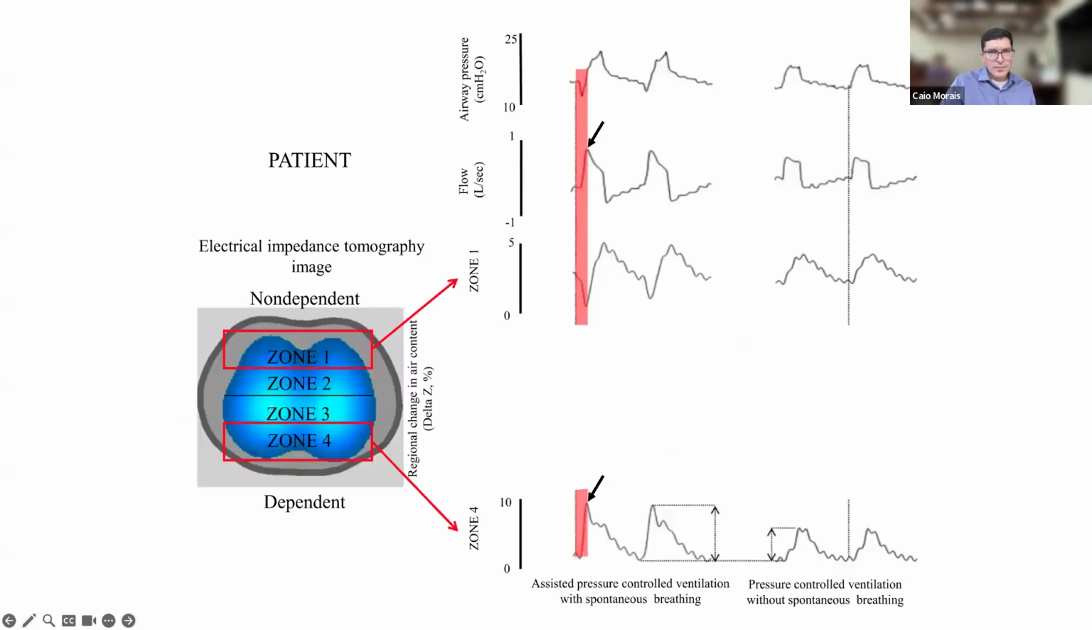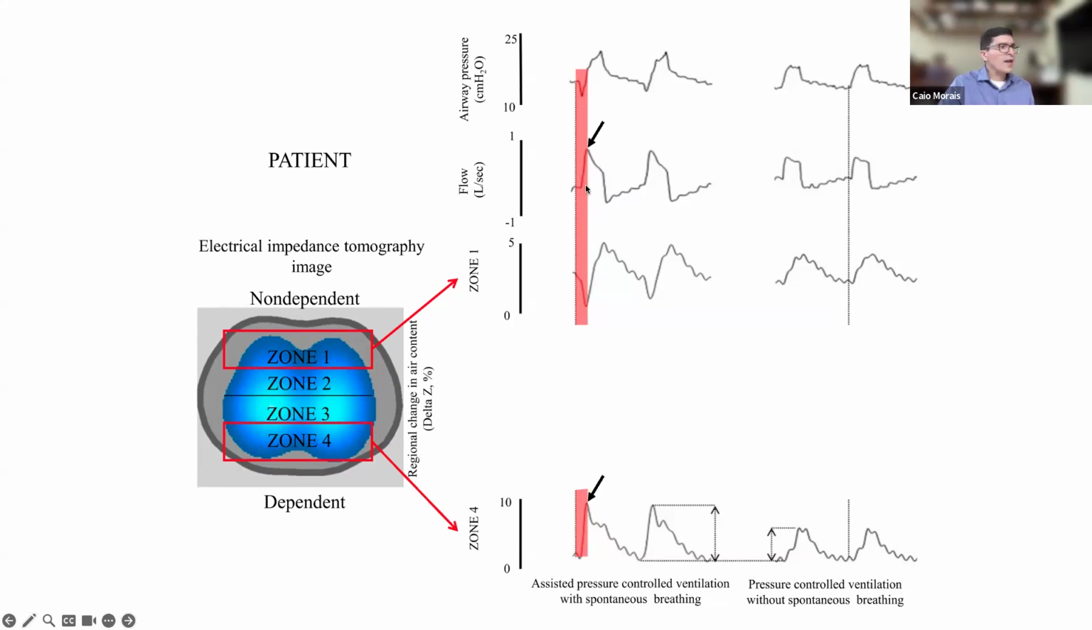with ARDS. And in this paper, Dr. Yoshida and colleagues showed that we may have different dynamics in ventilation distribution when we have a strong inspiratory effort. Let's see first this graph on the right side. Here we have a patient under controlled mechanical ventilation without any effort. And once we have a positive flow, we can see the most anterior part of the lung, the zone 1, and the most dorsal part of the lung, the zone 4, being inflated at the same time.